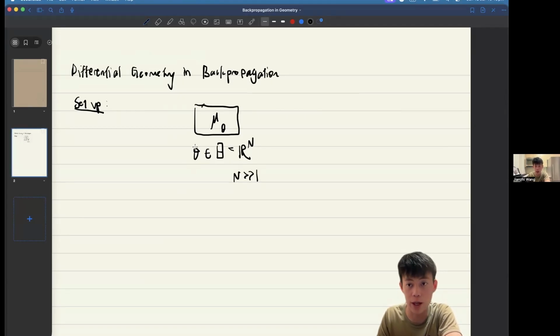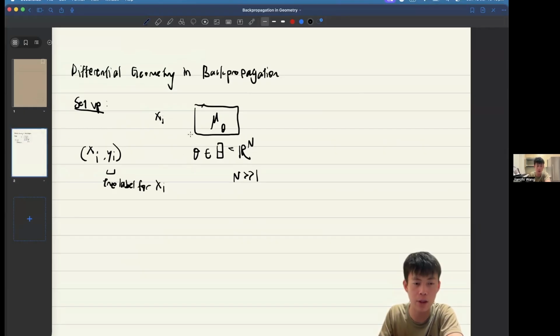Let's just suppose we are in the supervised learning context where we feed in data. We have data x_i and y_i. We have paired data where we know the true label. So this y_i is the true label for x_i. We pass x_i to the model. We want the model to predict the value of y. The model will spit out a prediction value, which is y_i hat.